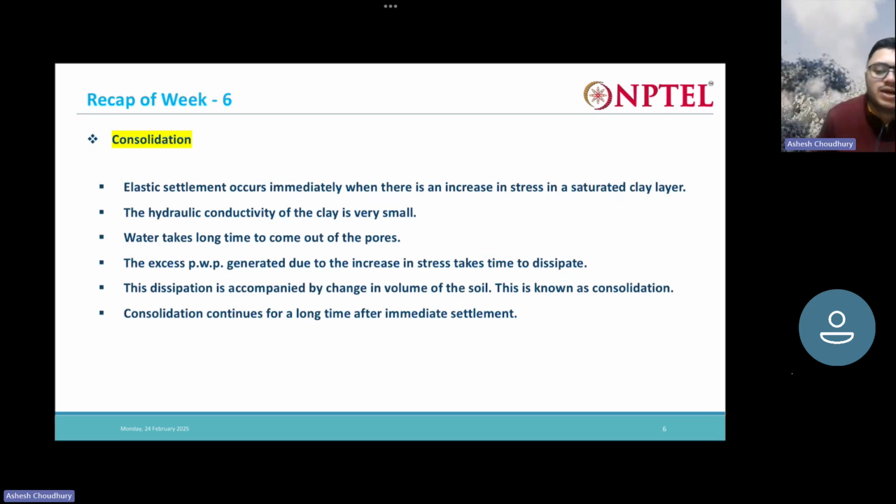The consolidation continues. As I said, water flows very slowly through the soil because the hydraulic conductivity of clay soil is very low. So it will take time for the excess pore water pressure to get completely dissipated. As a result, this volume change also is very slow. Volume change also takes time. This is known as consolidation. After the immediate settlement, this consolidation settlement, or consolidation volume change, takes a lot of time. So this is the process of consolidation.